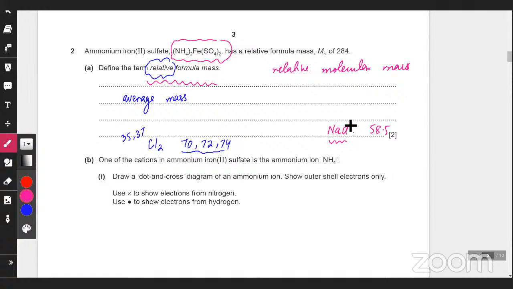Do you get this point? Isa, is this clear? Ethan, is this clear? Yeah. Yes, sir. Yes. Okay.